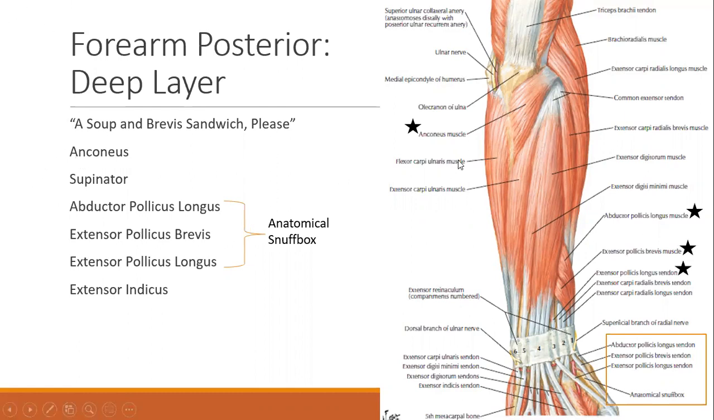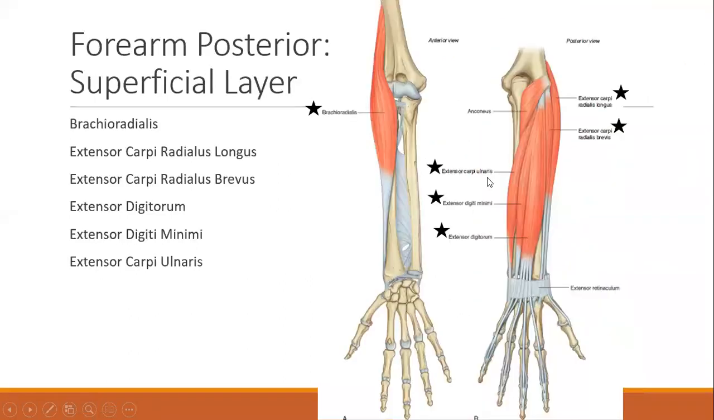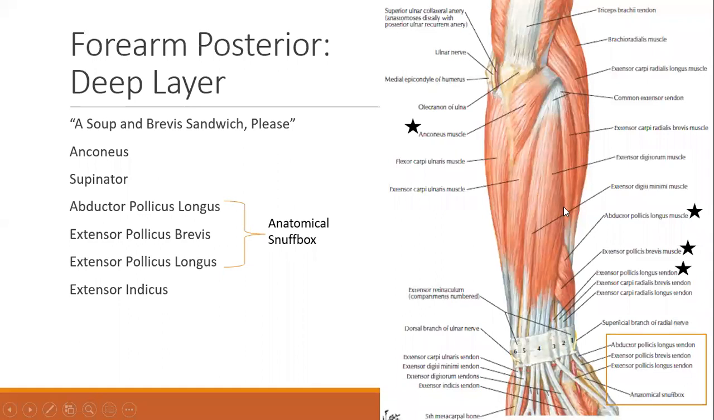So the A is for anconeus. You can see anconeus right here, this triangular shaped muscle. And then sup is for supinator, which is deeper, so you can't really see it on this picture. I have to look around and find you guys a picture of supinator, but it's deep to this. And then the brevis sandwich they're talking about is the fact that extensor pollicis brevis is in the middle of this longus sandwich right here.